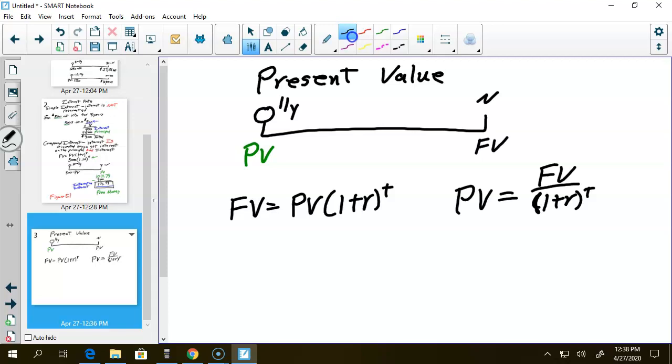So let's just go back to our original equation. If we have $110 in the future and we were investing that for 1 year and we wanted to solve for the present value, we would see that is $100.